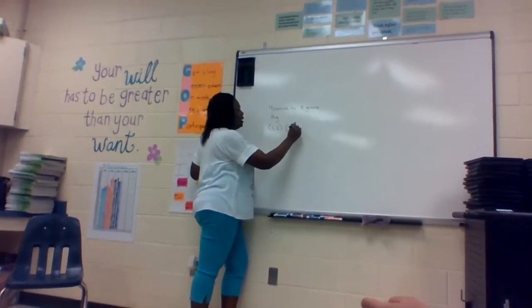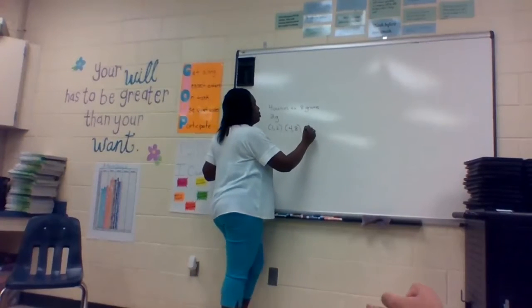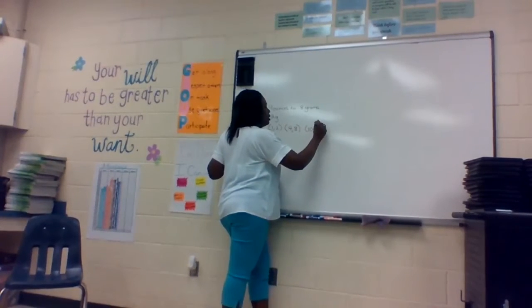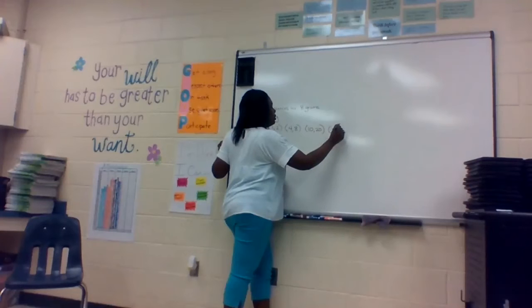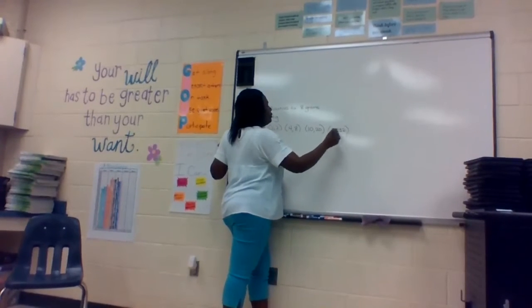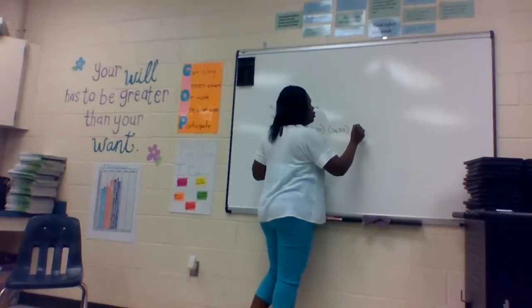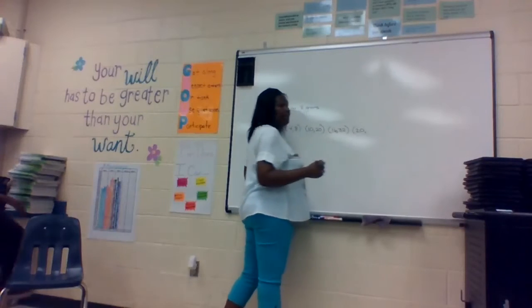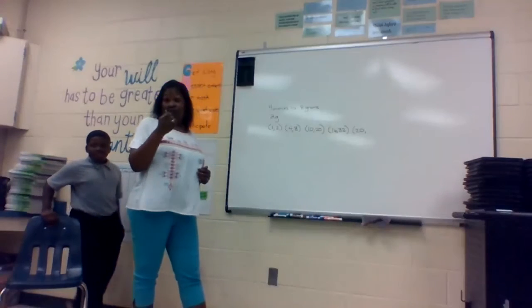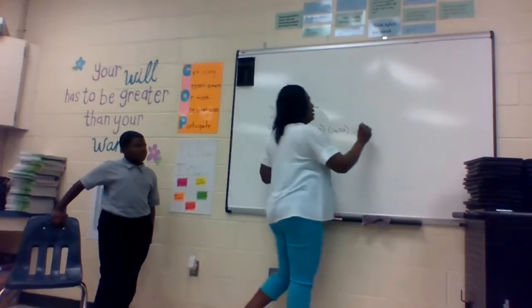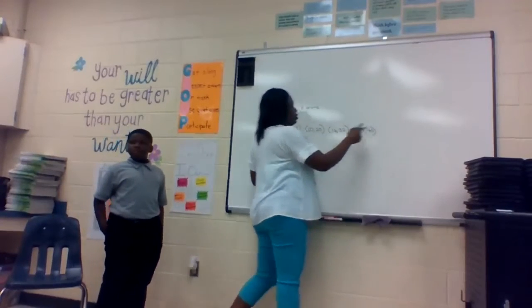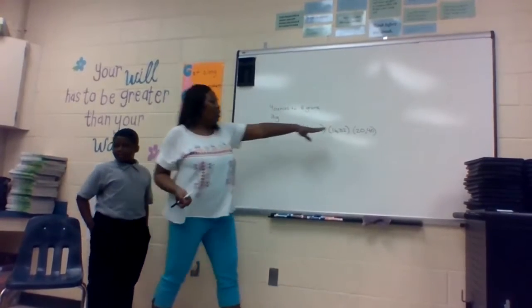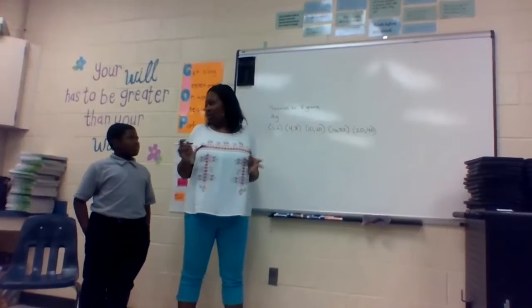4 goes with 8. 10 goes with what? 20. 16 goes with what? 32. Now I'm going to give you one. If I had 20, 20 would go with what? 40. 40. Good, because it's half. So 2 20s make 40. That's not on there, but I just wanted to see.